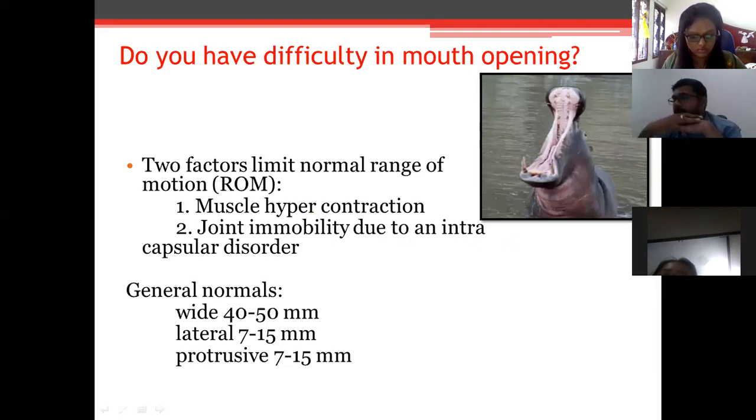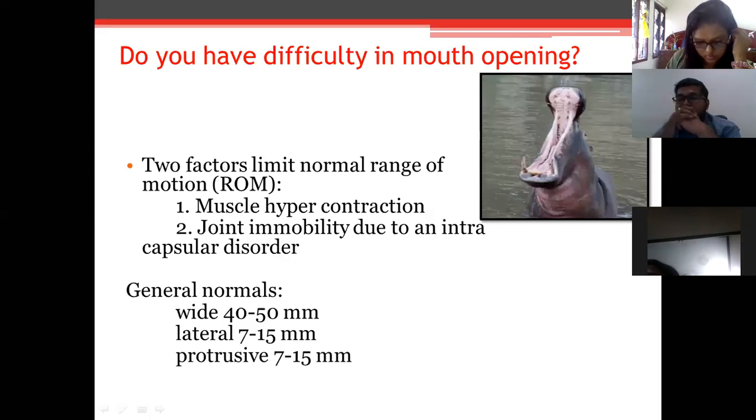At the same time, you have to check the lateral movement and the protrusive movement. 7 to 15 mm is the lateral movement to the right and left sides, and the protrusive movement. When you check the lateral and protrusive movement, you have to open the mouth a little bit, not wide open, just slightly, and then check the lateral and protrusive movement.